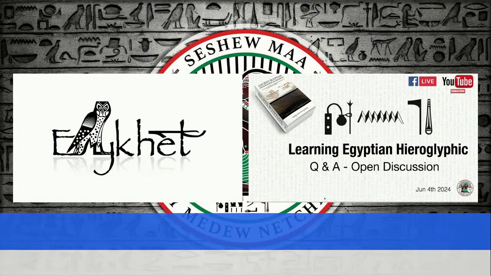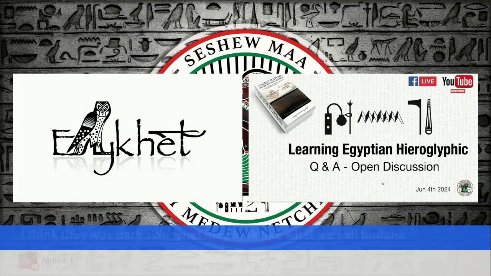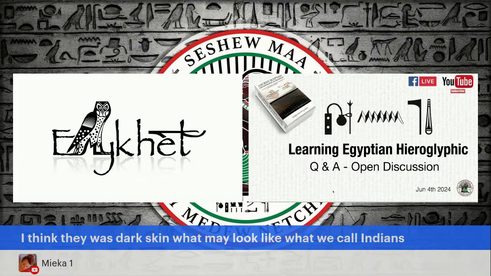So Ramza says professional mourners, they do that in theater sometimes with cry performances. Okay, yep, that's true. I think they were dark skinned, which made them look like what we call Indians. Oh, with that kind of look, yeah.